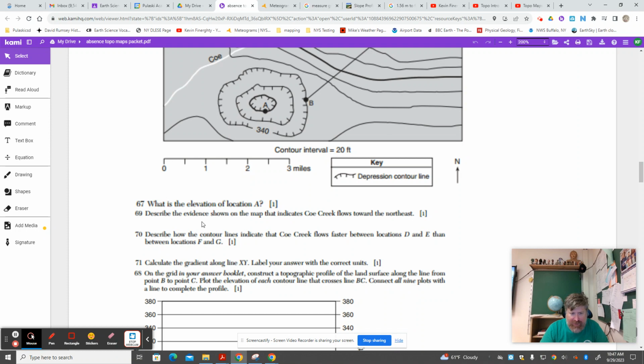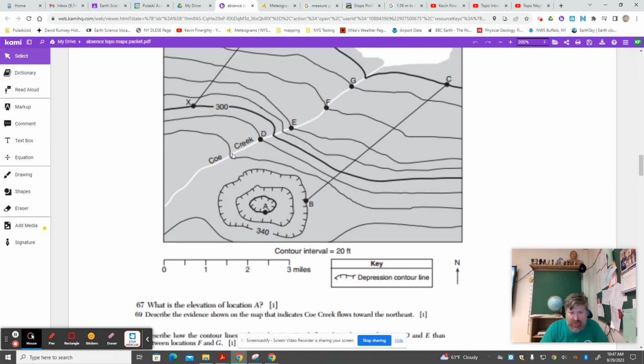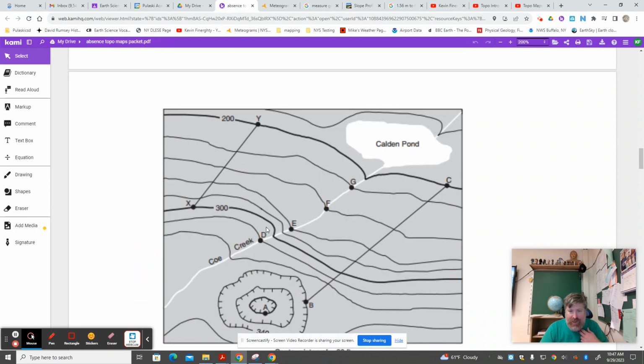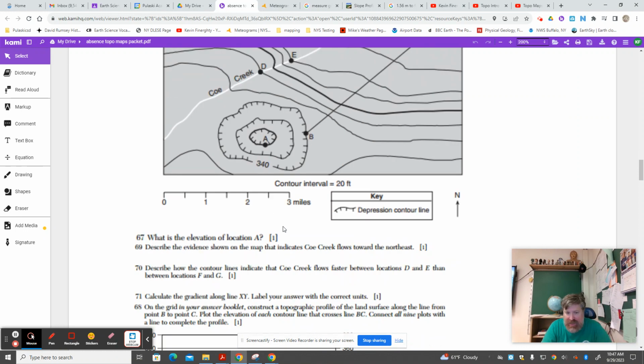Coe Creek flows, you should have that by now. How do we know? Well, the little V's point upstream. See that little V? See that little V? That points upstream, water flows downstream. How do we know where it's faster? Well, the lines are close together right here, which indicates a steeper hill. And that's in fact what we have to do with gradients: mathematically say how steep this hill is.